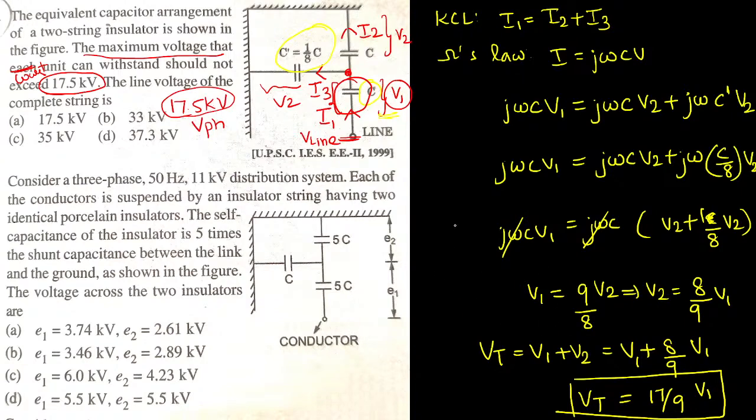So finally, the value of Vt is going to be what? Just 17/9 into, how much is it? 17.5 kilovolt. If you substitute this expression, I hope you will get approximately 33 kilovolt. That's my answer. You please cross check.